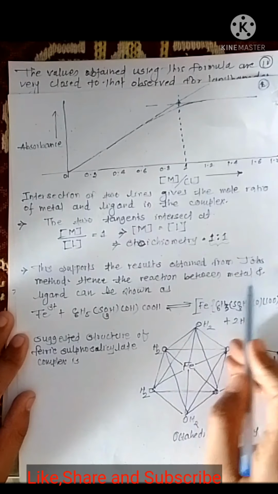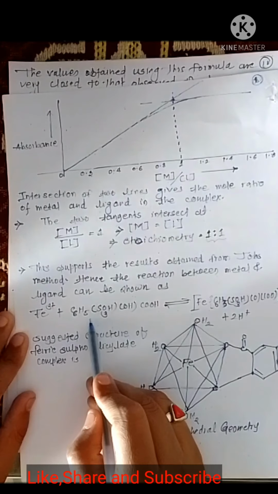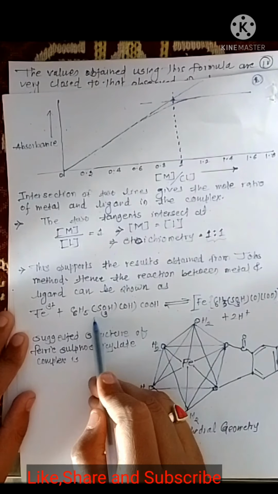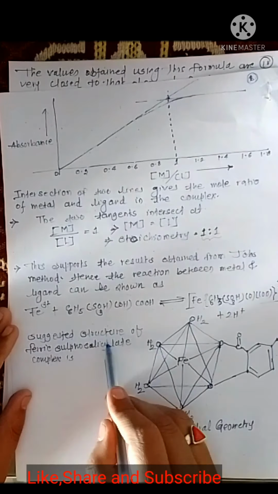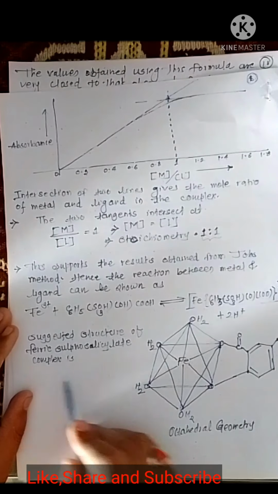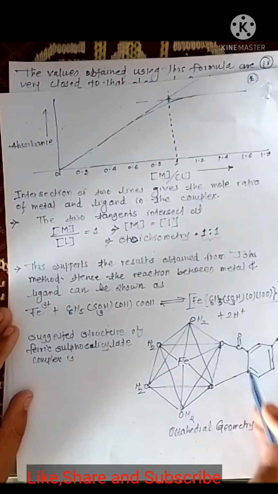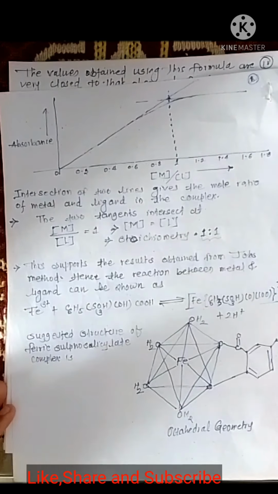Hence the reaction between metal and ligand can be shown as Fe3+ plus 5-sulfosalicylic acid gives this complex. Now the suggested structure of this complex, that is the ferric sulfosalicylate complex, is like this, that is it has an octahedral geometry as we discussed previously.